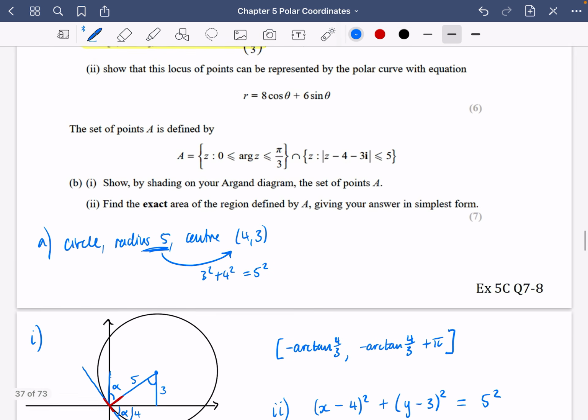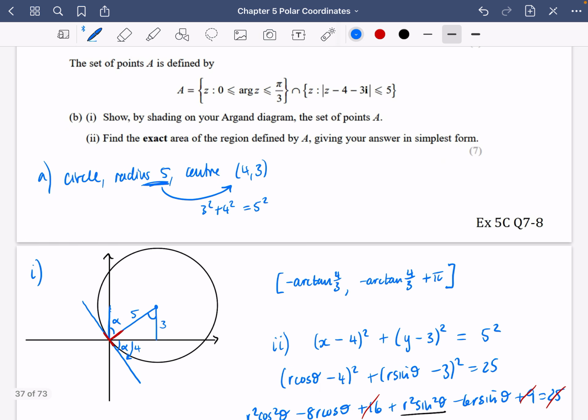We then get that the set of points A is defined by, well, this thing here we recognize. It's just saying it's inside the circle because of this inequality sign that we've got here. This thing is just saying that the set of points has an argument of z between 0 and pi over 3.